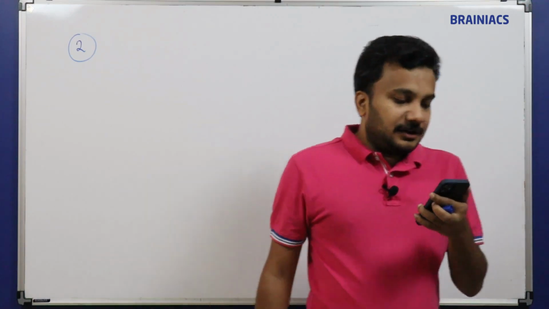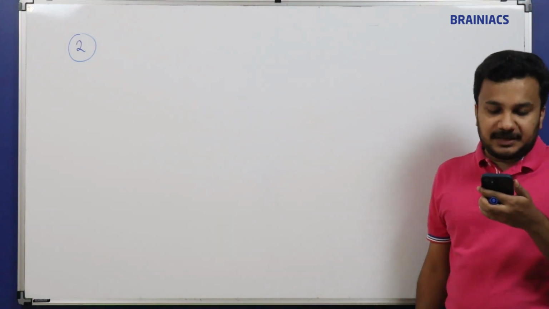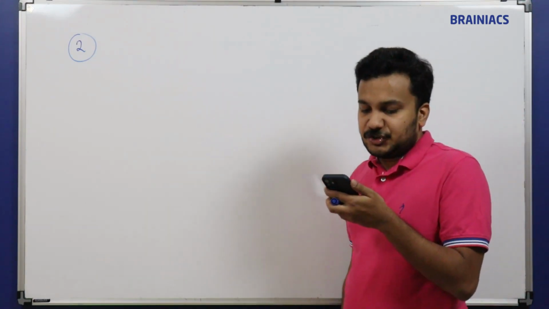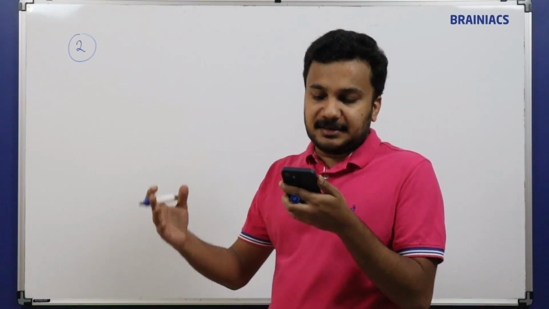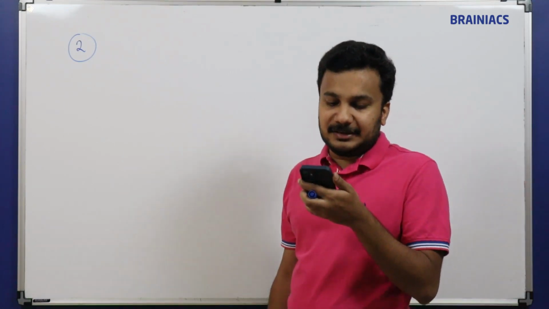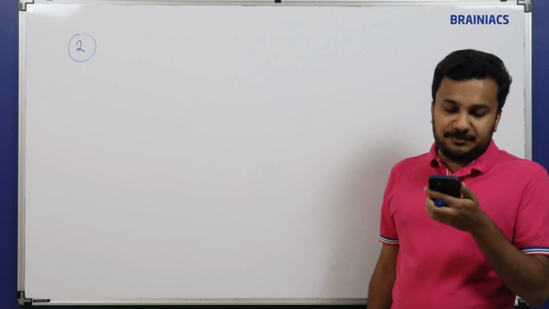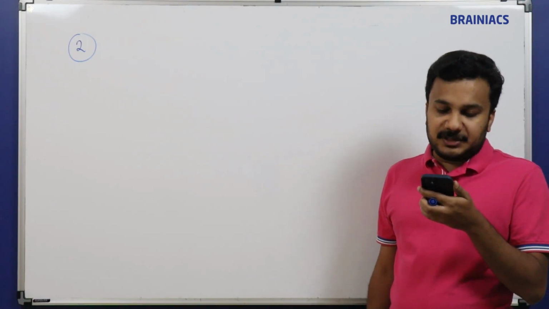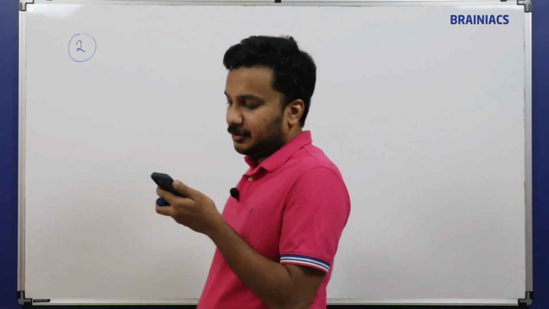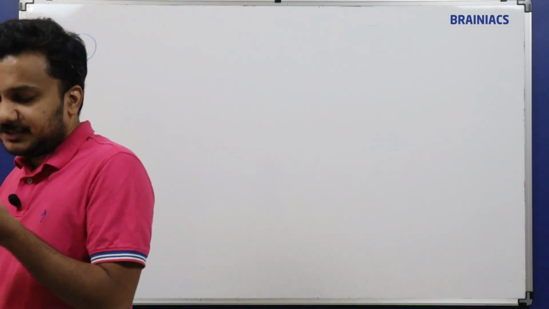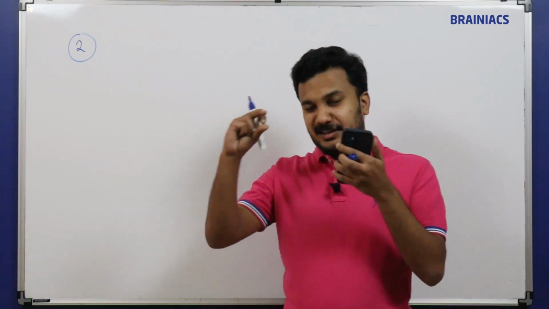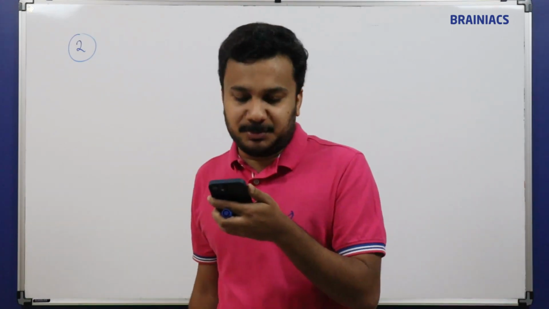Second question: an electron of mass m and charge e, initially at rest, gets accelerated by a constant electric field E. The rate of change of de Broglie wavelength of this electron at a time t, ignoring the relativistic effect, is. The question is a little big, but the answer is very simple.